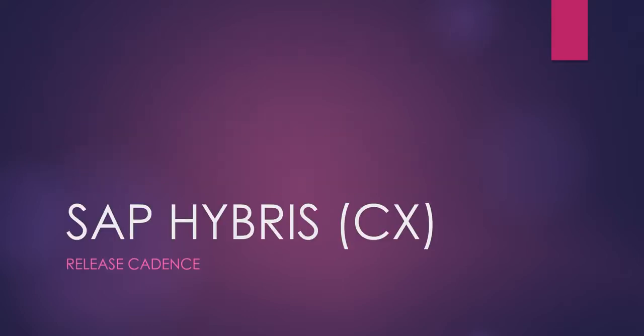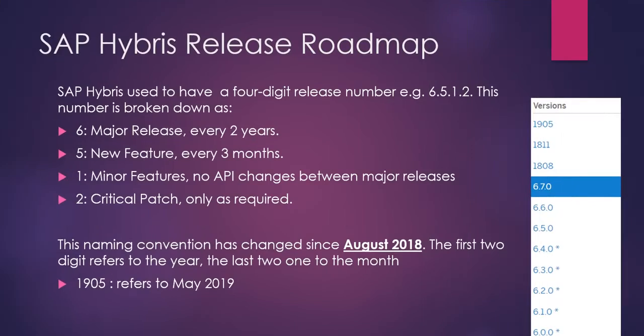SAP Hybris follows a numbered release cadence. This number, for example, might be up to 4 digits long. SAP Hybris used to have a 4-digit release number, for example 6.5.1.2. This number is broken down as 6, the major release, which is roughly every 2 years. 5 is a new feature release, roughly every 3 months. 1 is for minor features, and there are no API changes allowed between major releases. 2 is a rare number, for critical patches, and is only issued as required.